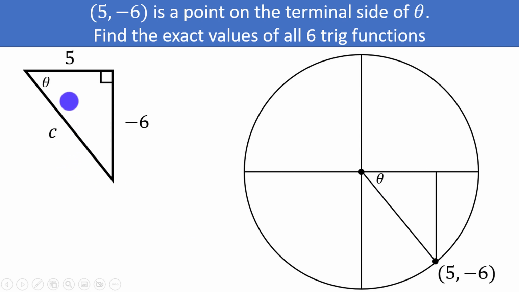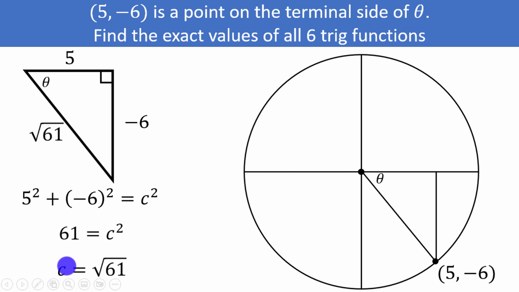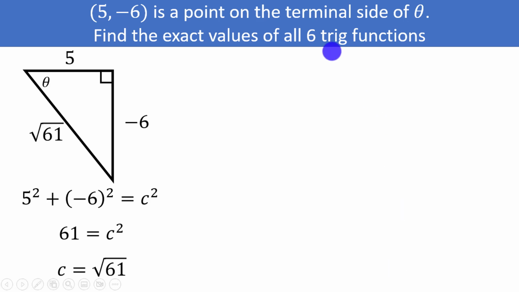Again, we will have to solve for c, the hypotenuse of the triangle. We can do this using the Pythagorean theorem. We have 5 squared plus -6 squared is equal to c squared. This will be 25 plus 36 is equal to c squared, and 25 plus 36 is equal to 61. If you take the square root of both sides, you will get that c is equal to the square root of 61, which is the hypotenuse of our triangle. From here, finding the 6 trigonometric functions is very similar to the way we did it in the previous problem, so I encourage you to pause the video and see if you can find them yourself.